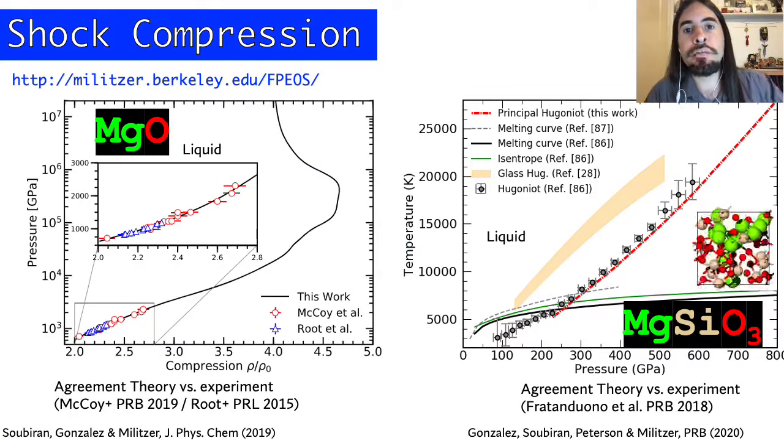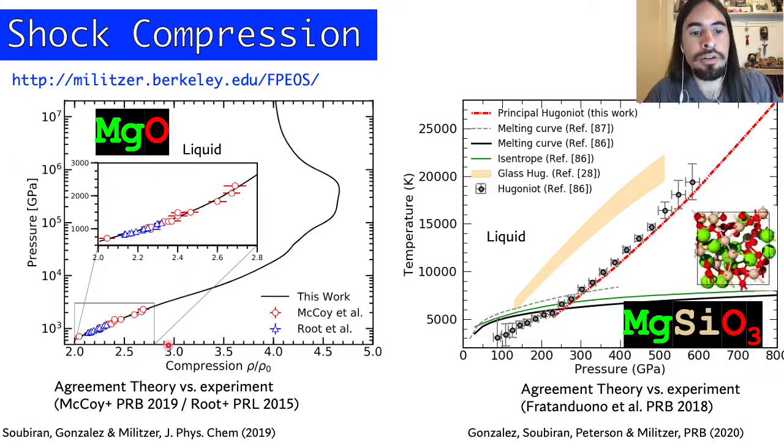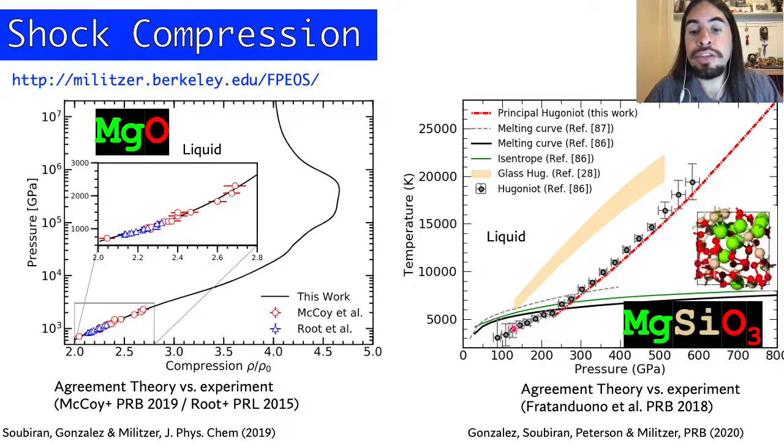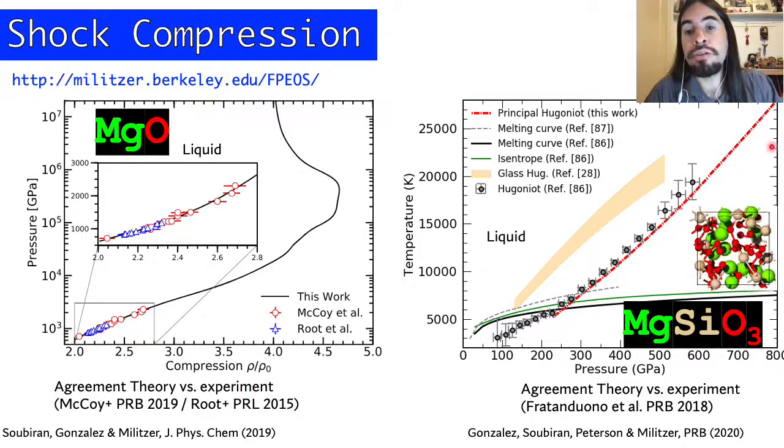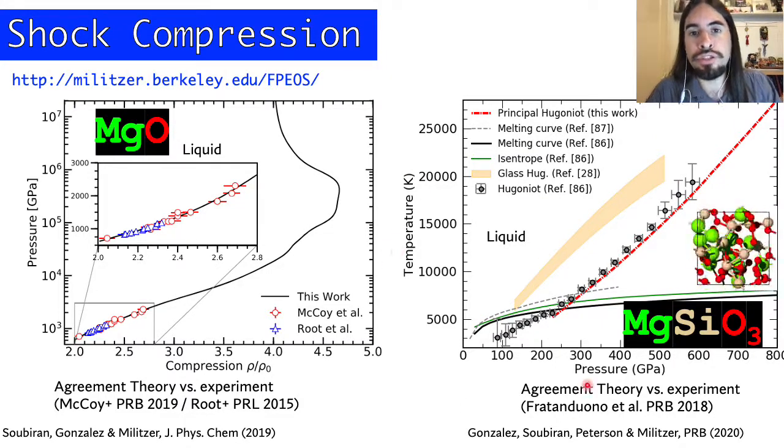We have successfully applied this approach in the past to predict shock-Hugoniot curves of different materials, and here I show you two examples. On the left you can see the shock-Hugoniot curve of magnesium oxide here in black, that you can see agrees remarkably well with two different experiments that took MgO up to pressures of 3,000 gigapascals in the pressure-density space. Similarly, for MgSiO3, our predictions are in very nice agreement with experiments here in temperature-pressure space.